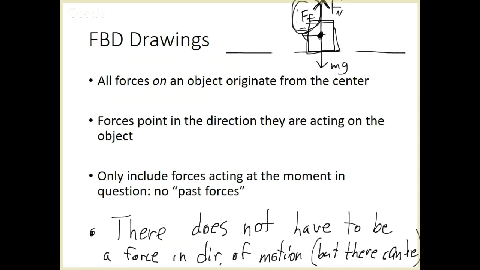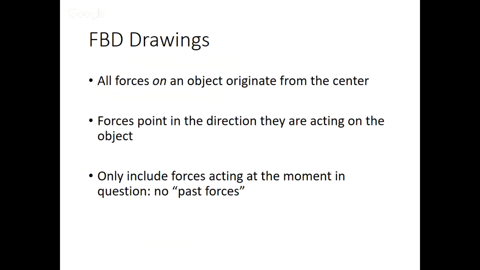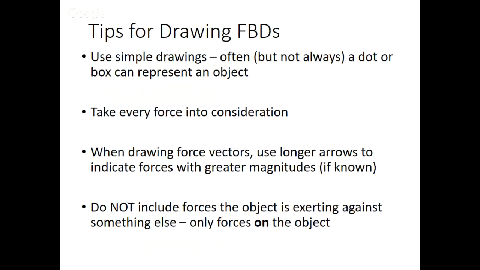All right, I got a few more tips for you about free body diagrams. First and foremost, you want to use simple drawings. If you make it a little bit too complex, your vectors can get lost in the various lines of your drawings. So I'm never going to take off points if you just use a dot or a box to represent any sort of object. That's totally fine.